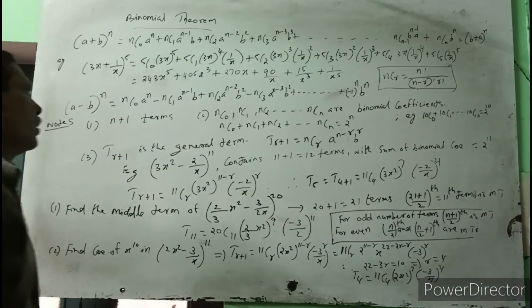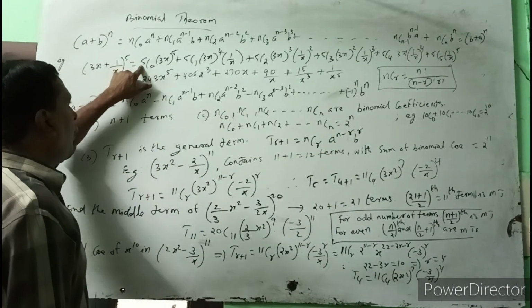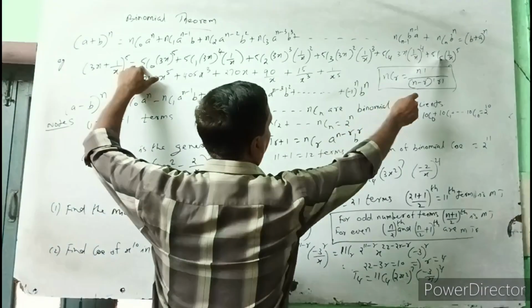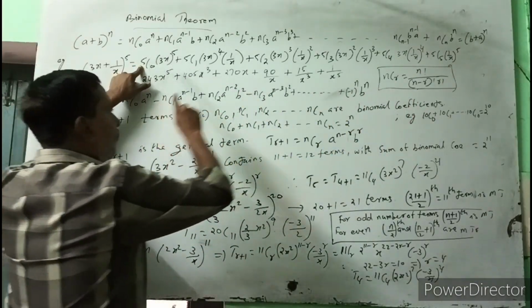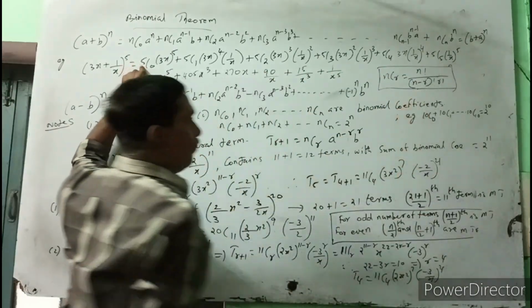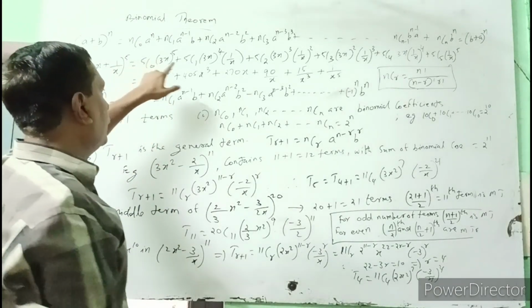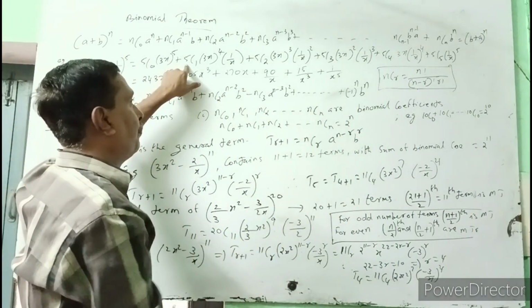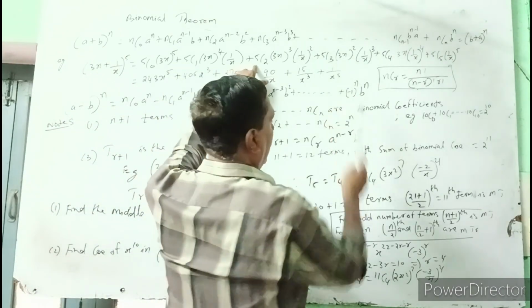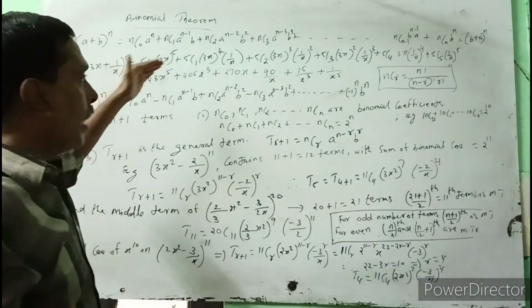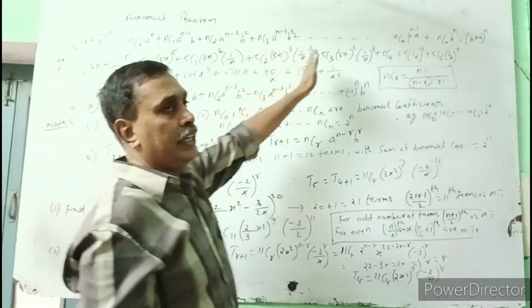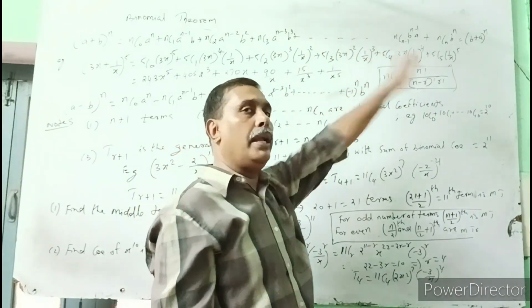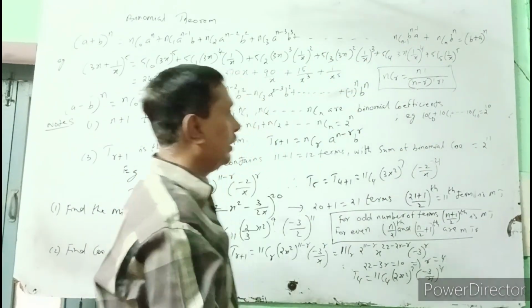The importance of binomial coefficients is the values of 5C0 and 5C5 are the same. The first binomial coefficient and last binomial coefficient are always the same. Similarly, the second and second last are always equal, 5C1 and 5C4. Third and third last are equal. So for binomial coefficients, half of the terms only you calculate, the remaining half will repeat again.